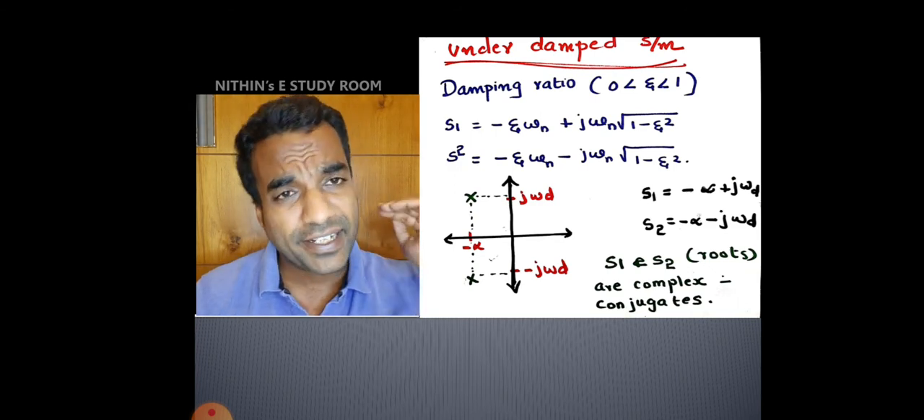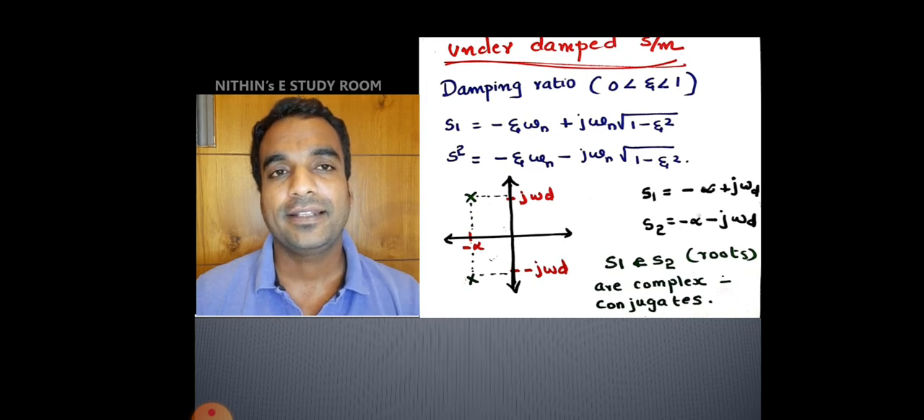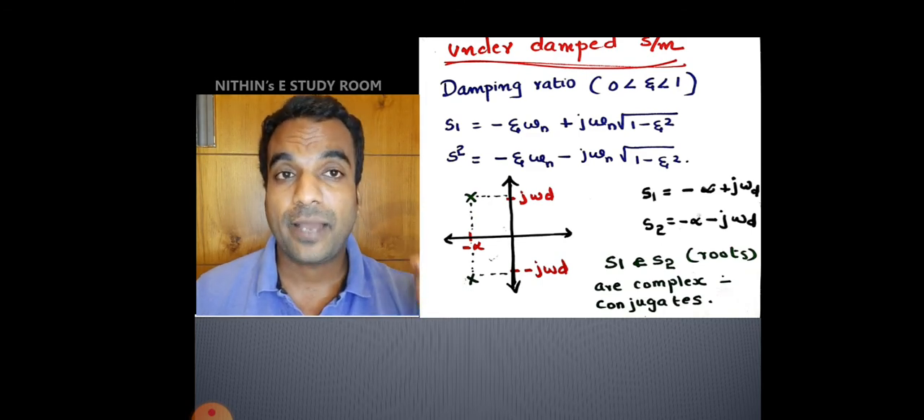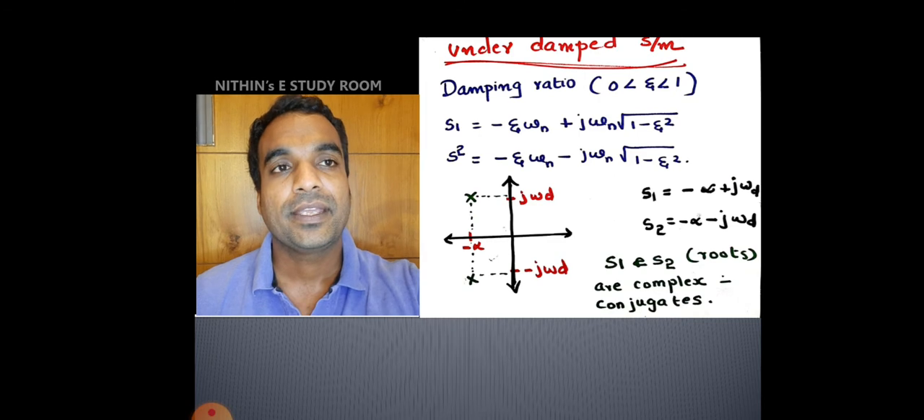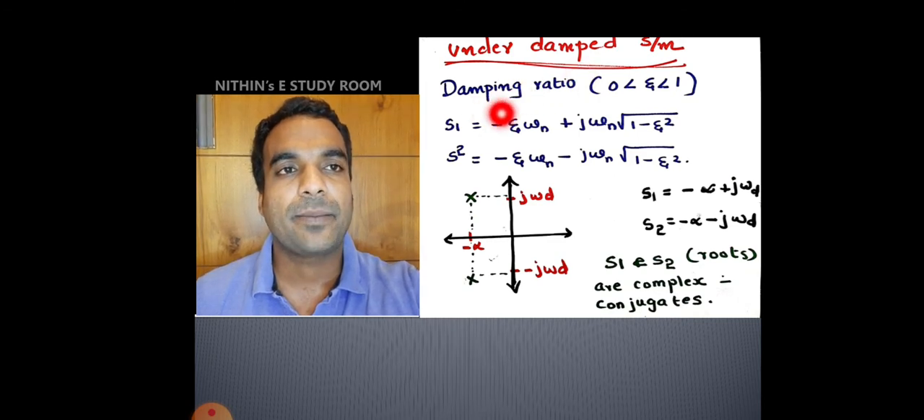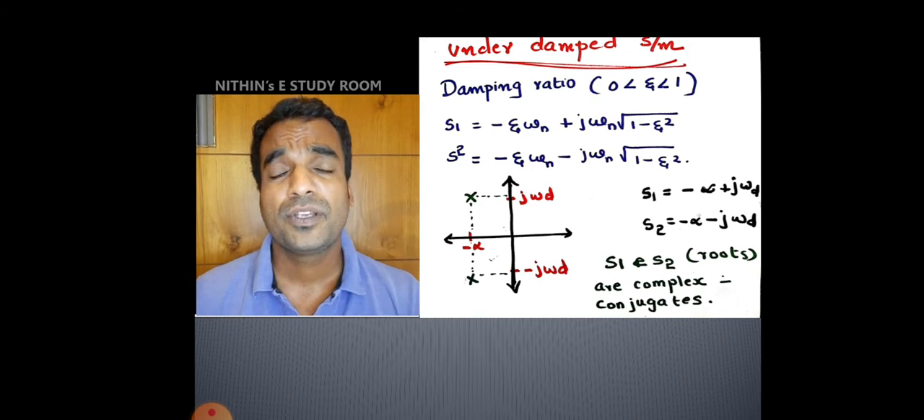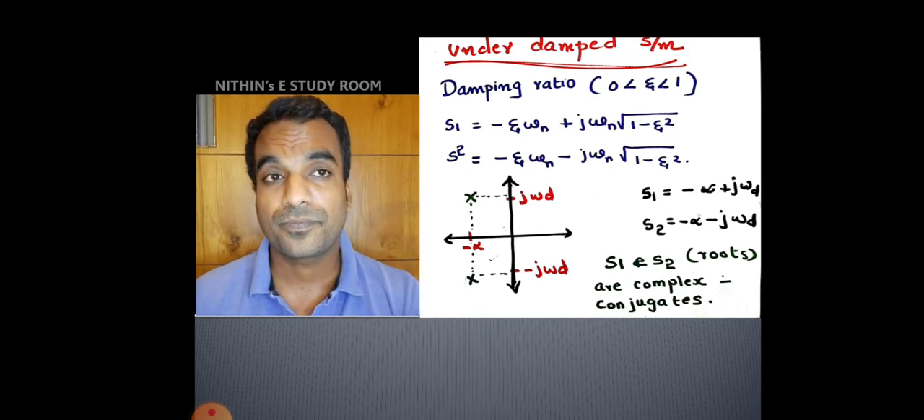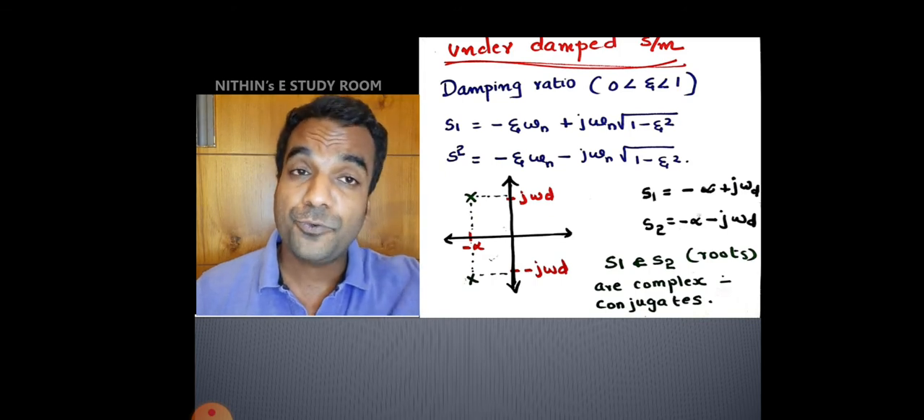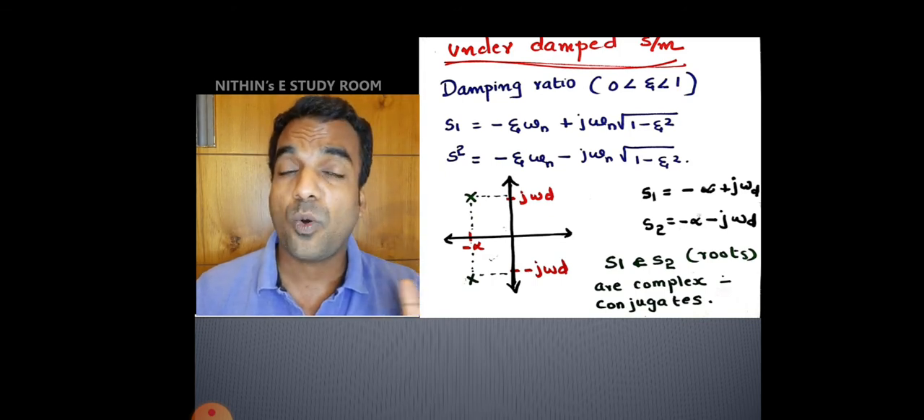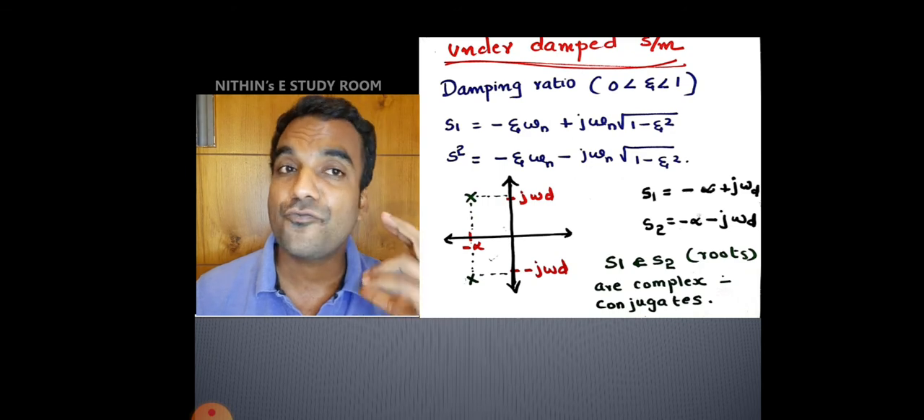So if it is an underdamped system, then our value of damping ratio eta should be in between 0 and 1. The lesser value should not be equal to 0. If it is equal to 0, it is an undamped system. And the highest value should not be equal to 1. It should always be less than 1.